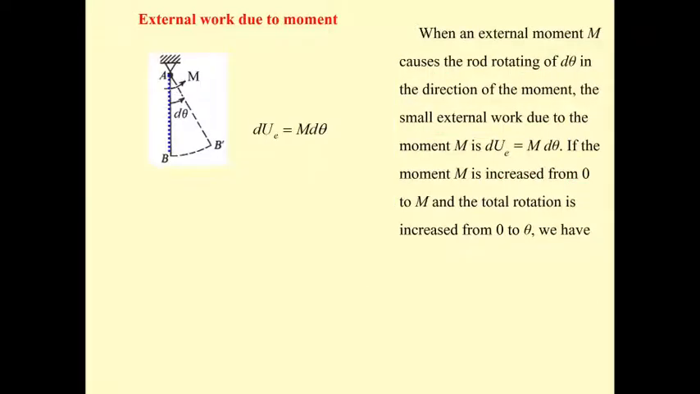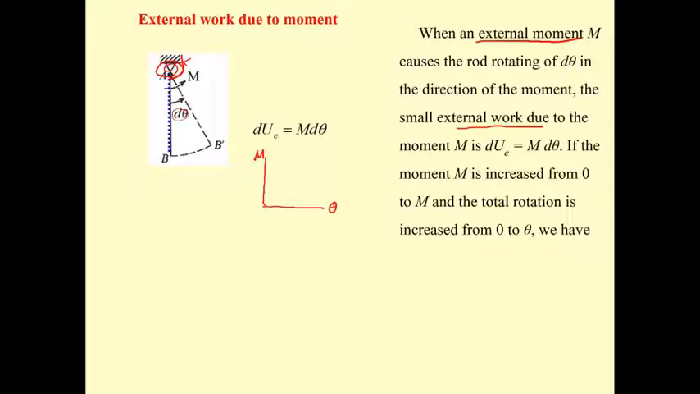Again, for external work due to the moment, the system may have a spring here, and this spring has stiffness K and is subject to the external moment M, causing this rotation by dθ. So the external work is going to be the same thing if you plot the graph of M and theta when the moment is 0.